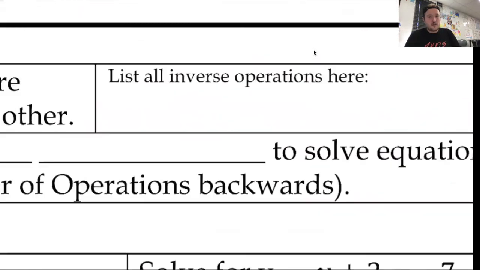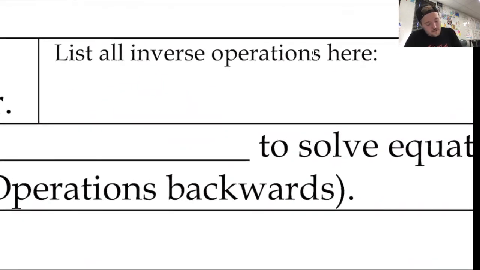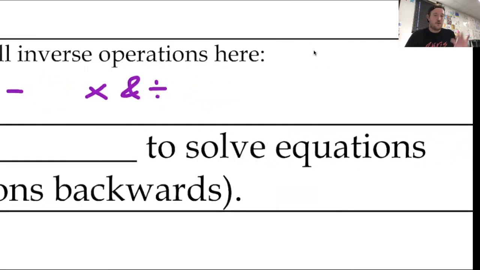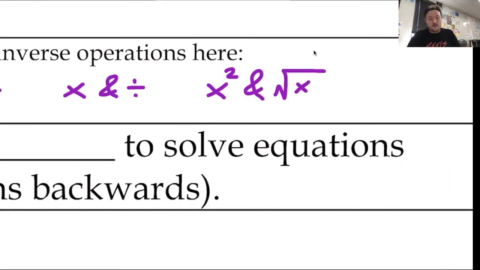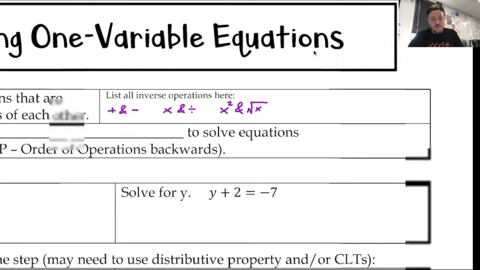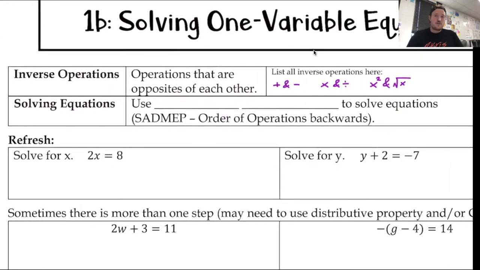They're the opposites. So an example here, the first one we have is addition and subtraction. Addition is the opposite of subtraction. Subtraction is the opposite of addition. So we also have multiplication and division. And another one I want to make you aware of is if we square something and if we take the square root of something. So those are also inverses. We're going to be dealing with this last one a little bit here and there, but just to make you aware of it. So when we're actually solving equations, we're going to be using those inverse operations.